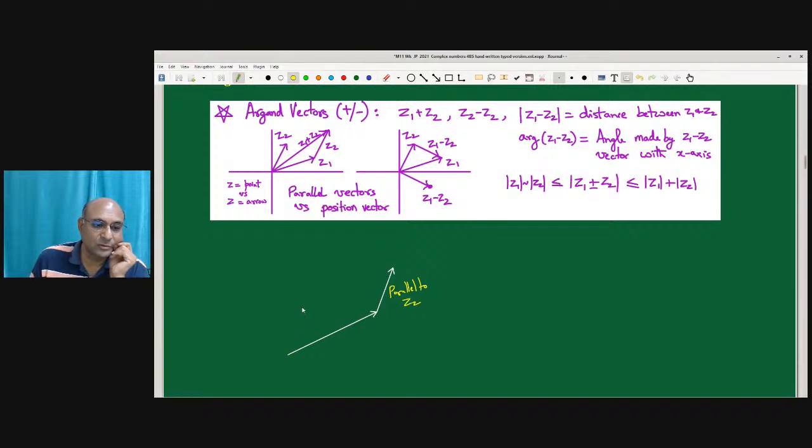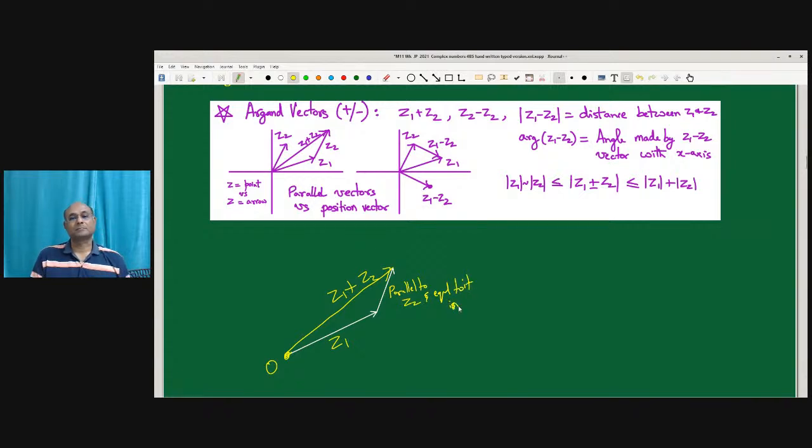This point was Z2. This point is not Z2. This is Z1 because this is the origin. So this gives you Z1 plus Z2, parallel to Z2 and equal to it in magnitude. Okay, so this is Z1 plus Z2. Basically, just simply move it and you can get Z1 plus Z2.